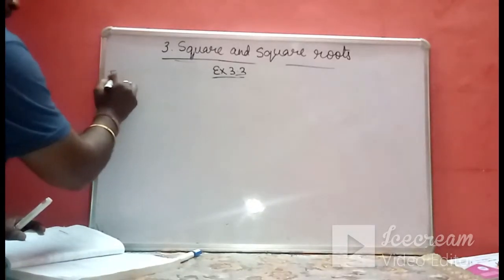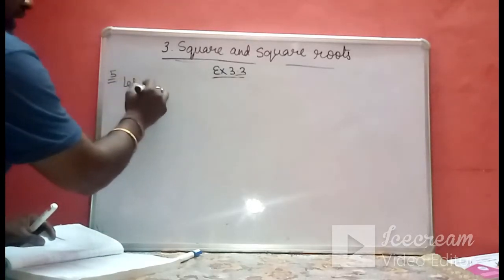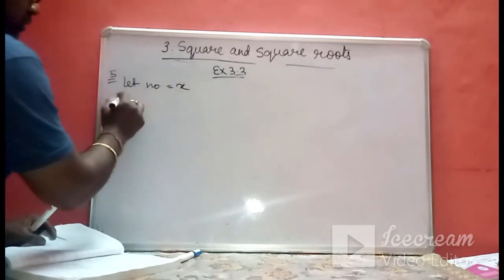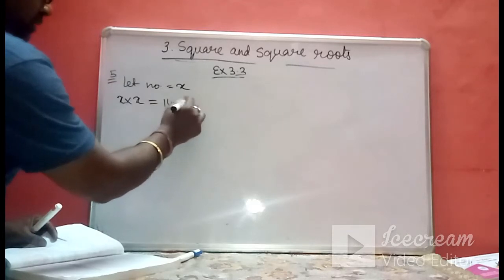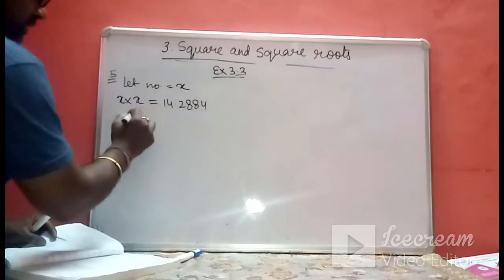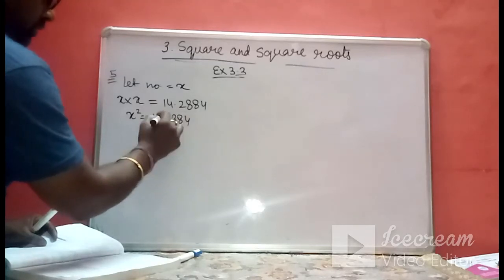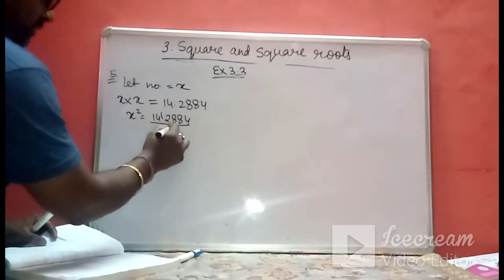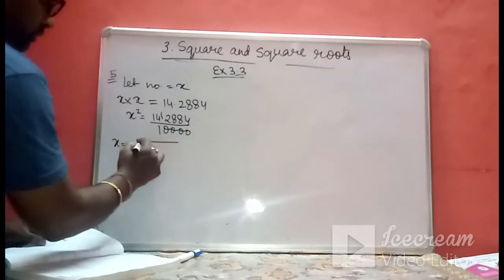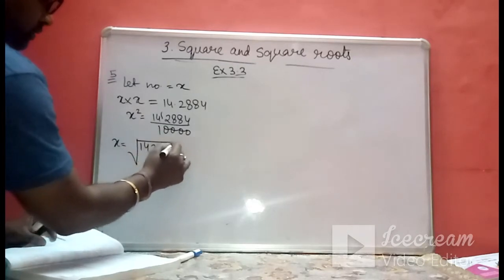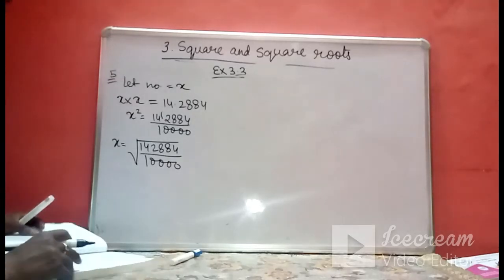Now question number 5, find a decimal number. So again, let the number equal x. So when it is multiplied by itself, that is x into x, it will give the result 14.2884. So x square is 14.2884. So let's remove the decimal, and I have 4 zeros here. So what is x? x will be square root of 142884 upon 10,000 like this.